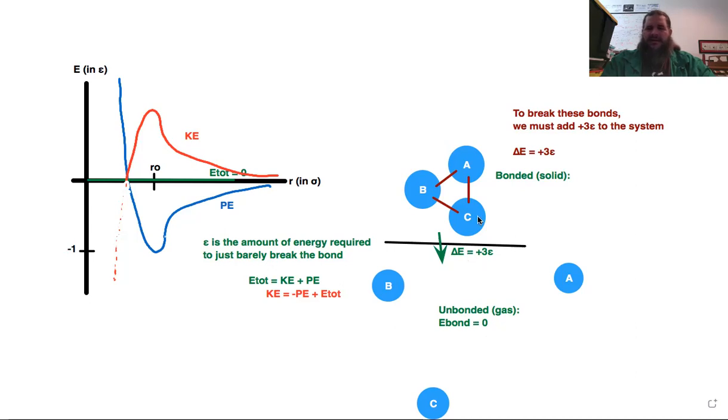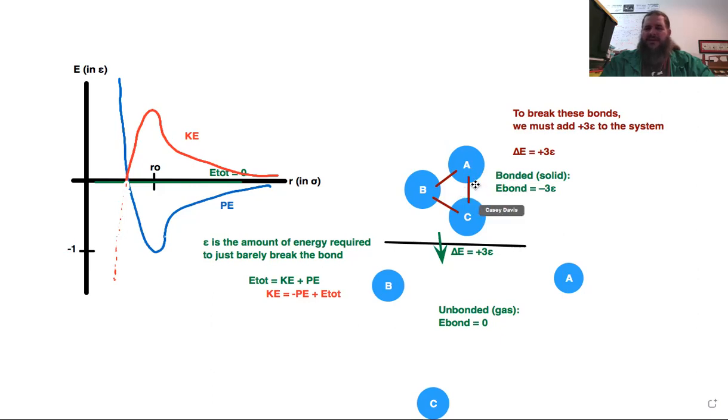Before you added the energy, how much energy did it have? Yeah, it had to have had negative 3 epsilon. So in a bonded state, if you're talking about a solid or liquid, bond energy is actually a negative value because you have to add energy to bring it up to 0. This goes back to the same idea that in a bonded state in the Lennard-Jones potential energy graph, E total is negative if the situation is bonded. You'd have to bring it up to 0 to break the bonds. Same idea here. Unbonded, we treat bond energy as 0. Bonded, we treat bond energy as having a negative value.